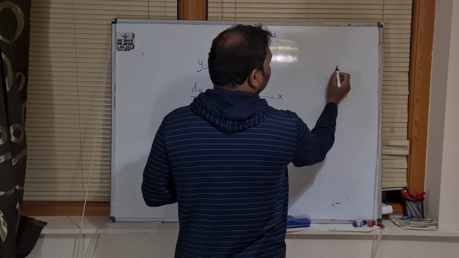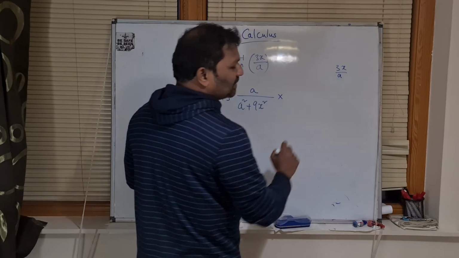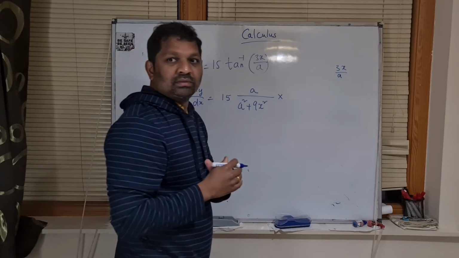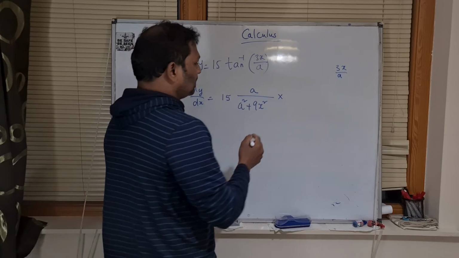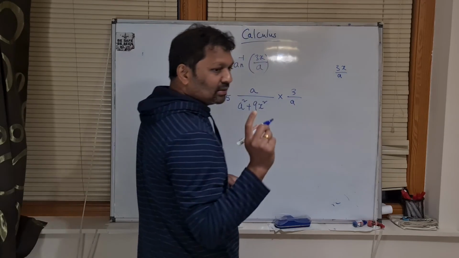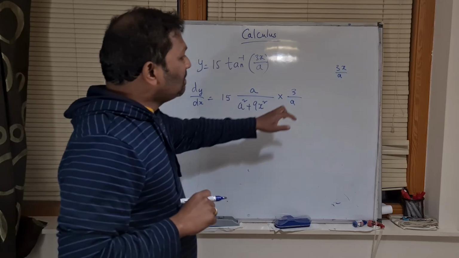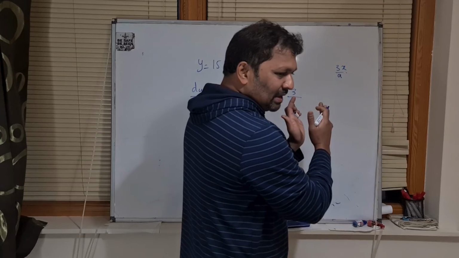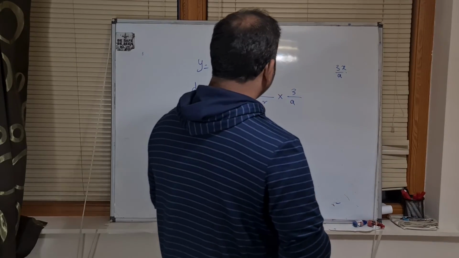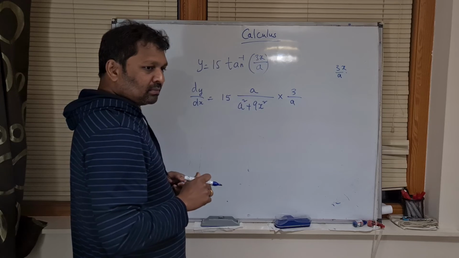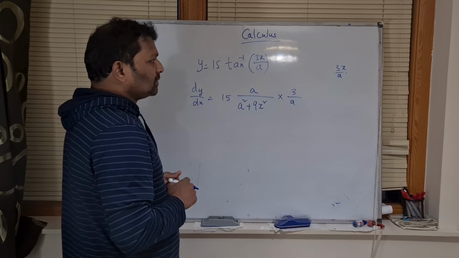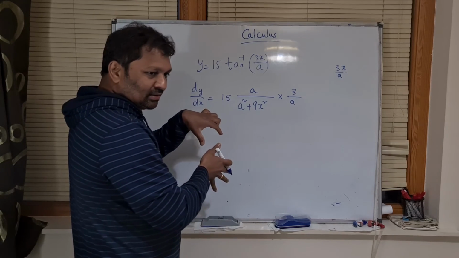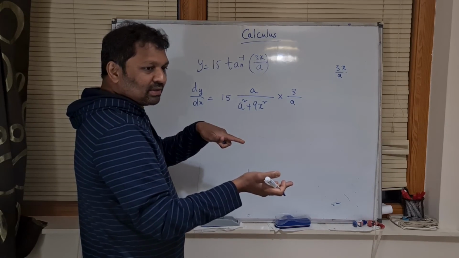3x by a: what is the differentiation of it with respect to x? 3 by a is a constant, so it is 3 by a times 1. It's not 3, it's 3 by a. Keep 3 by a aside, and the differentiation of x is 1. Or you can do 3x and then 1 by a, keep it aside. What is the differentiation of 3x? It is 3.